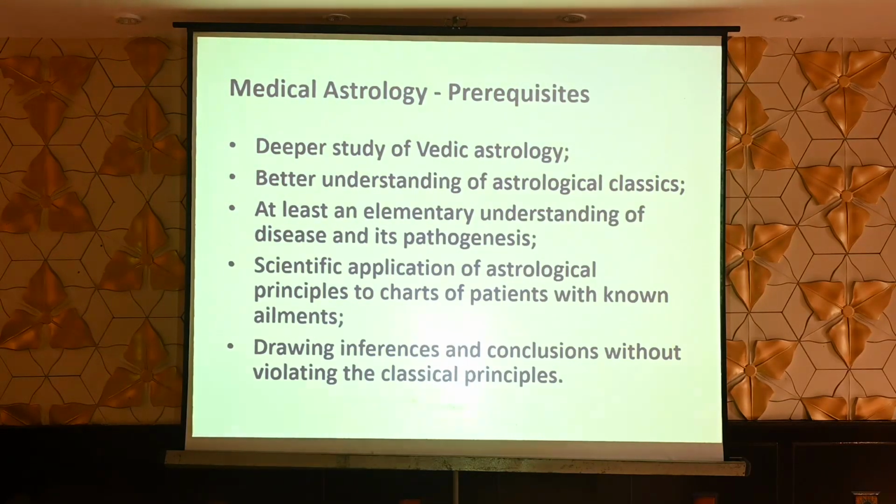So we have to start from the charts of patients with known ailments and draw inferences and conclusions without violating the classical principles. I am strictly following the Parashari principles, sage Parashar, and we are doing this Parashari astrology. So certainly no violation of the basic standard principles of astrology, but then we can be liberal with the principles and we can use them in the modern day context.